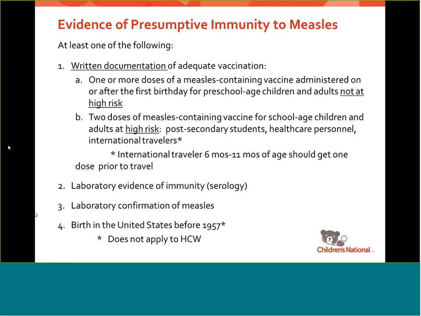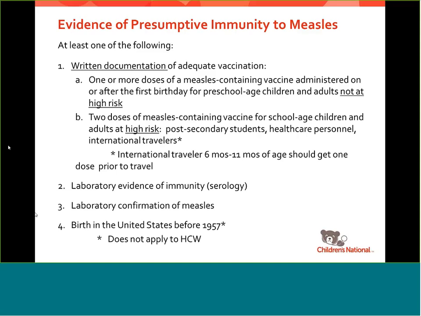Okay. So what is the evidence of presumptive immunity to measles that we go by and certainly that we're concerned about when we have a case spreading in the community? And that is that we have written documentation of adequate vaccination. So that's 1 or more doses of a measles-containing vaccine administered on or after the first birthday for preschool-aged children and also for adults that are not considered at high risk. That does not apply to healthcare workers. We are considered at high risk.